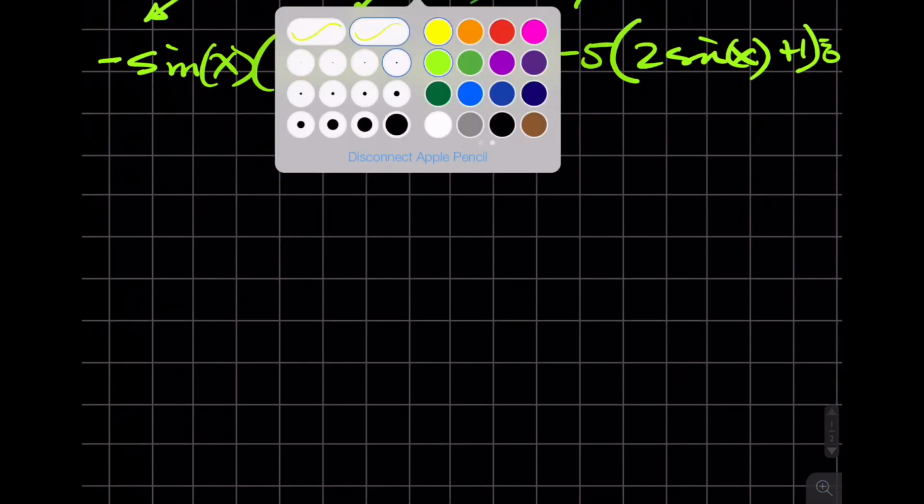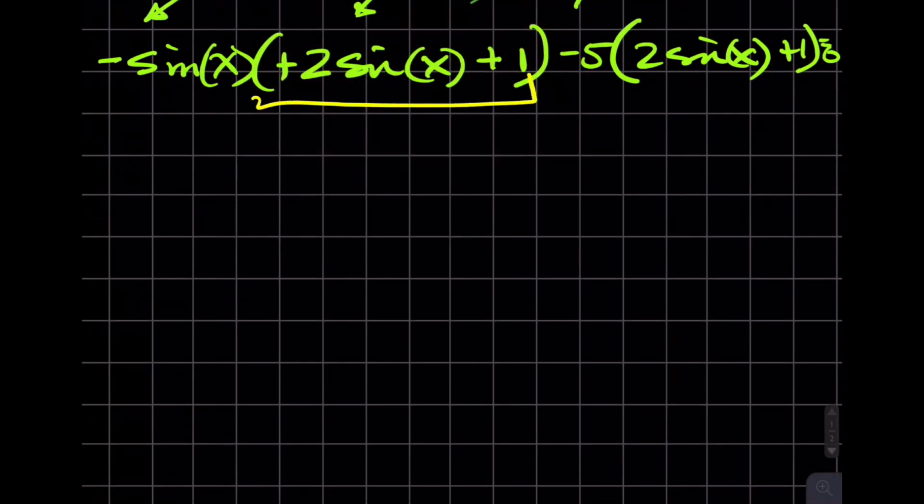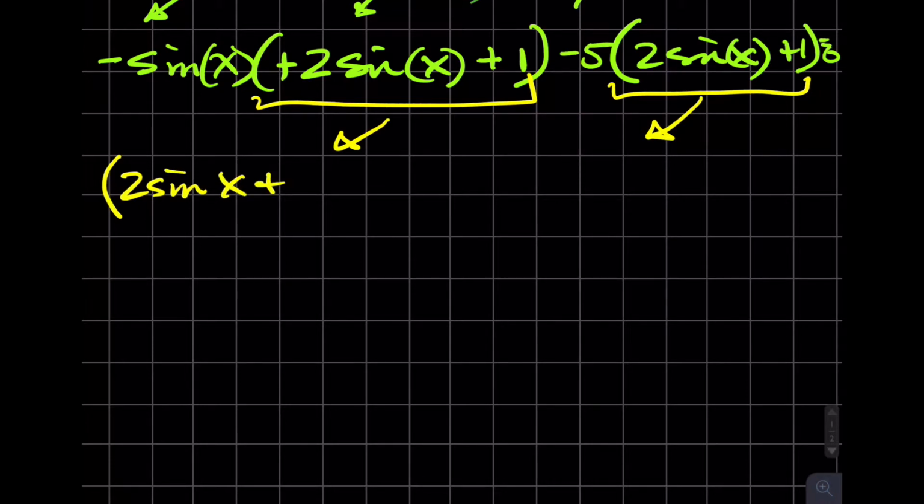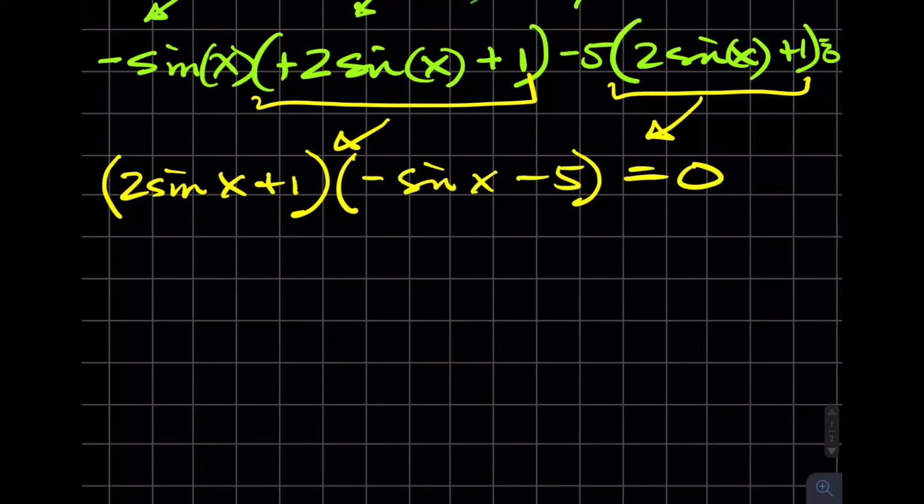Now that I'm finished with that part, this factor is the same as that, so I can factor it from the left term and from the right term. I'm going to be left with 2 sine x plus 1 times negative sine x minus 5. That is all, still equal to 0. Now, if I can make this factor 0, the whole thing is 0. If I can make this factor separately 0, then the left-hand side will be equal to 0, and we'll have true statements for both of these factors.